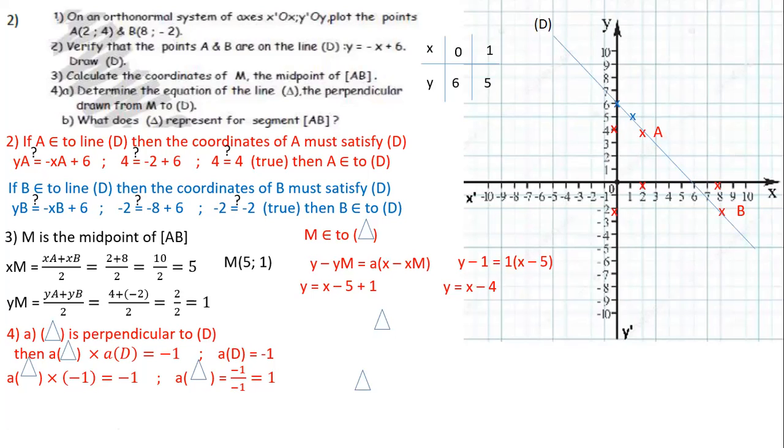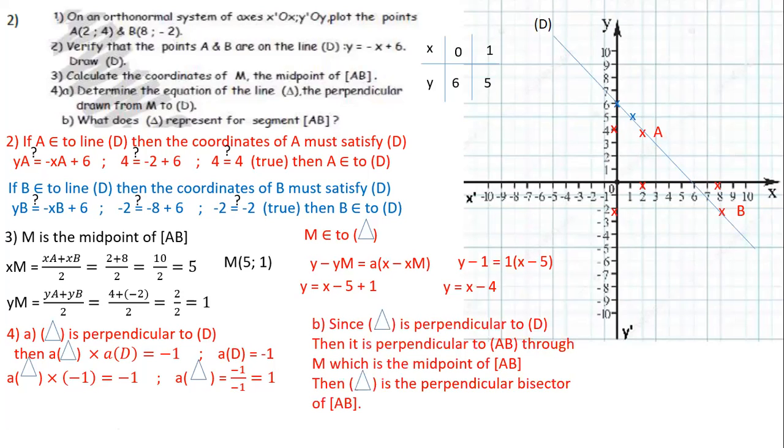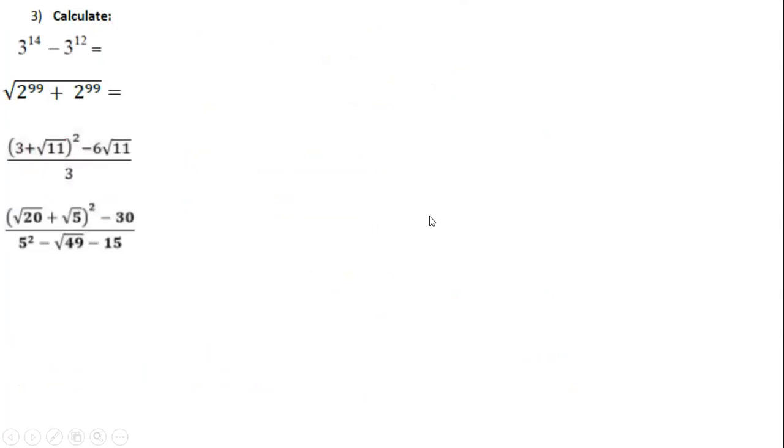Bravo. So we say, since delta is perpendicular to line D, then it is perpendicular to segment AB through M, which is the midpoint of segment AB, because it says it is perpendicular at M. Then delta is the perpendicular bisector of segment AB. Please resolve this question again.